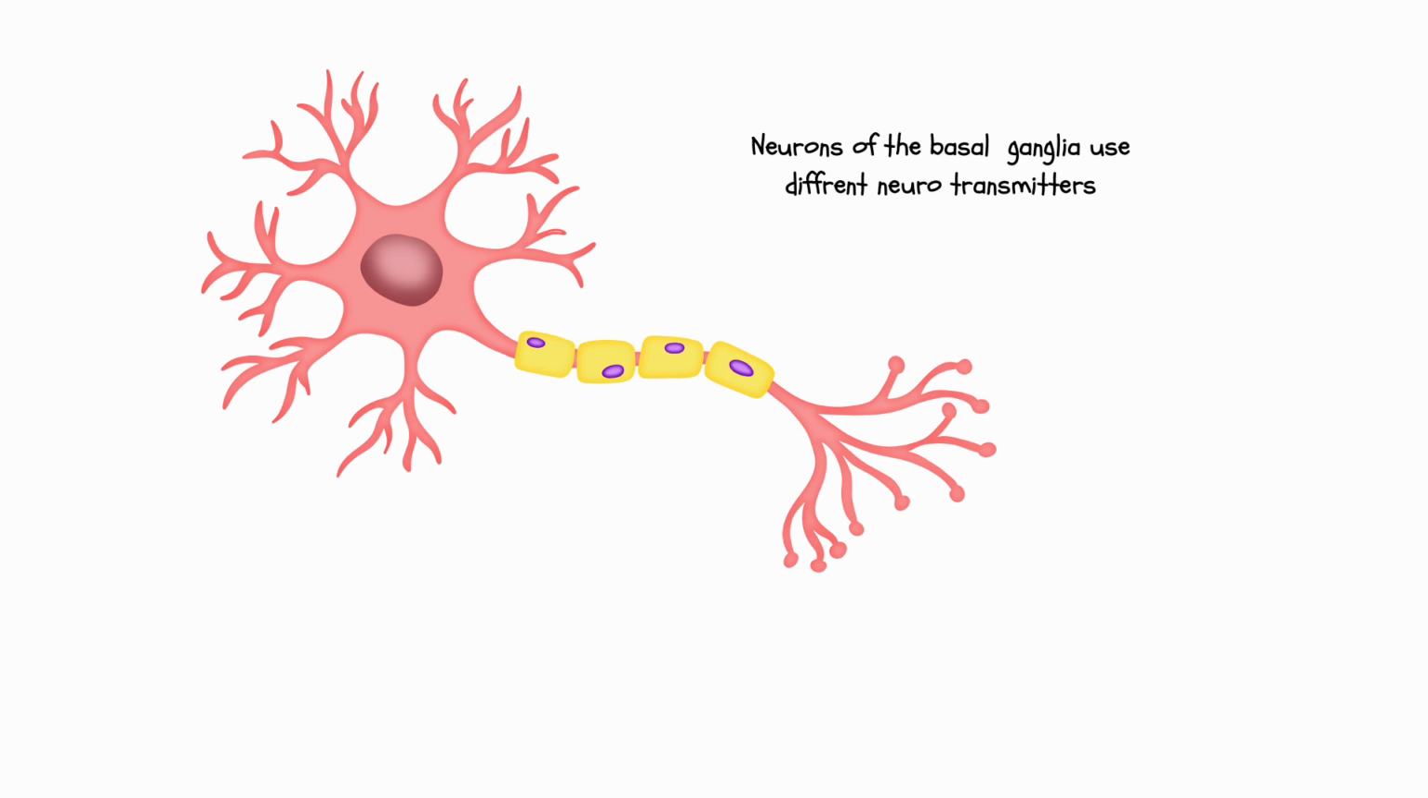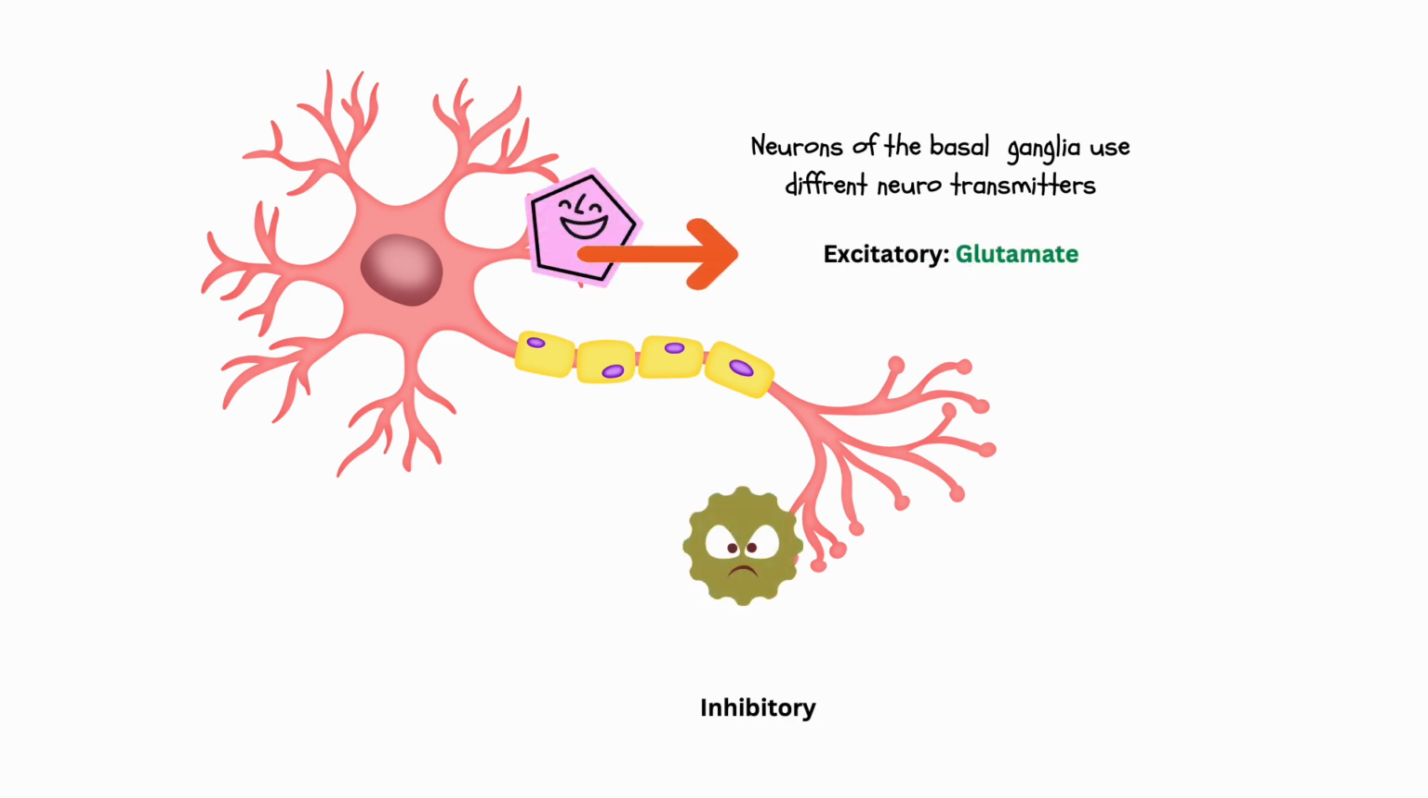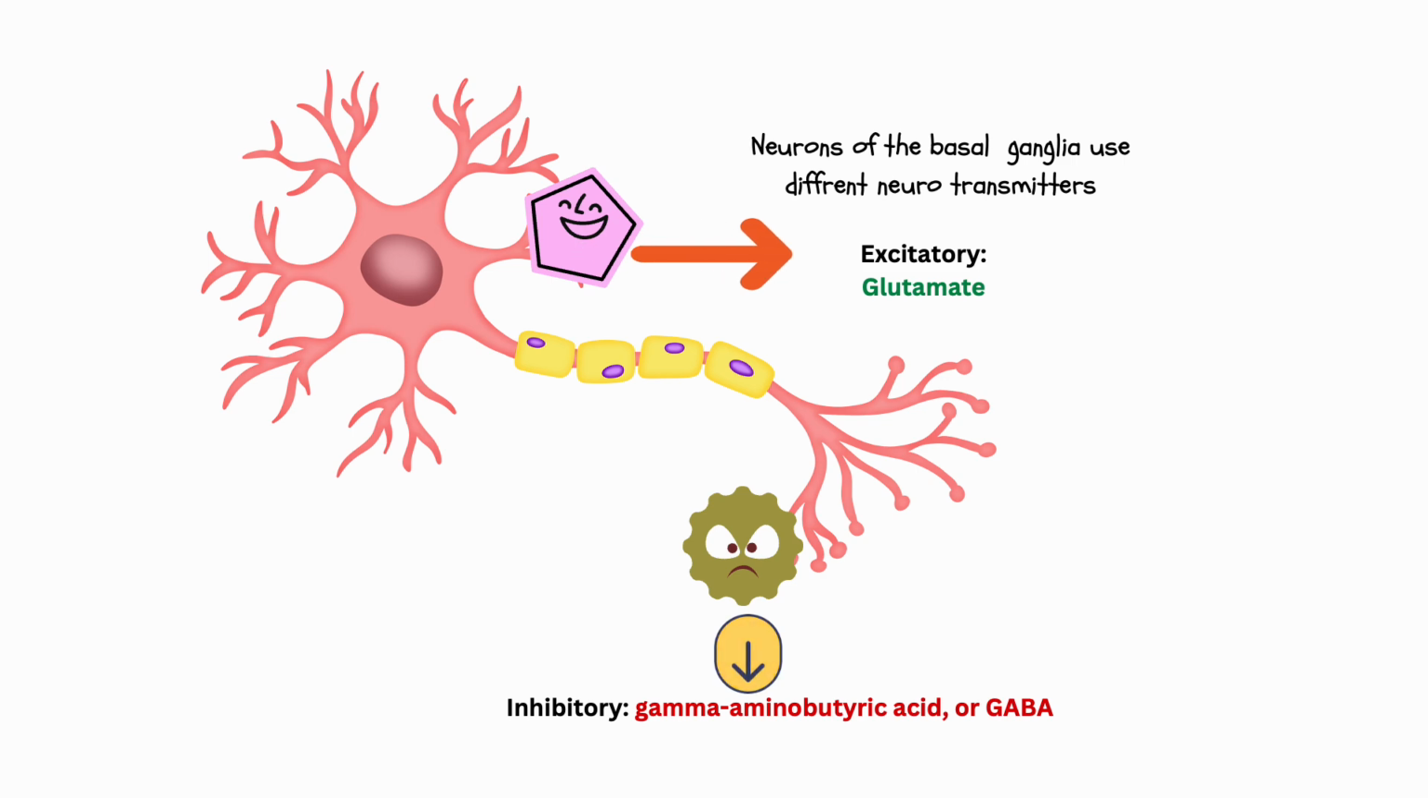Now that we have covered the main basal nuclei, let's see how they work together to assist the motor cortex in the movement. Now, to pass messages between each other, neurons of the basal nuclei use neurotransmitters. So, neurotransmitters are the messengers which pass messages between each other. They either release excitatory neurotransmitters like glutamate or inhibitory neurotransmitters like gamma amino butyric acid or GABA.